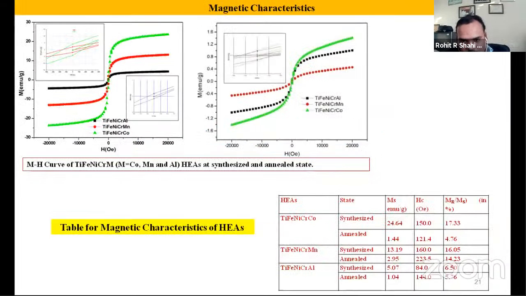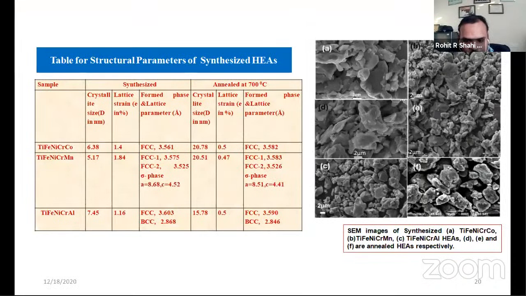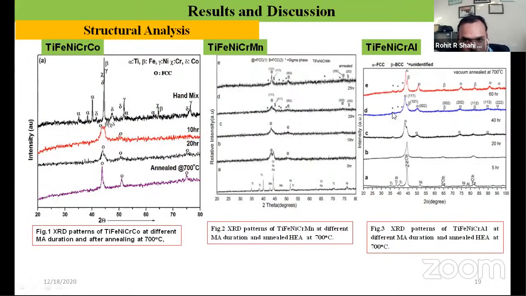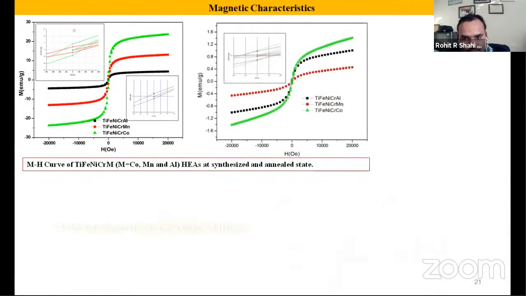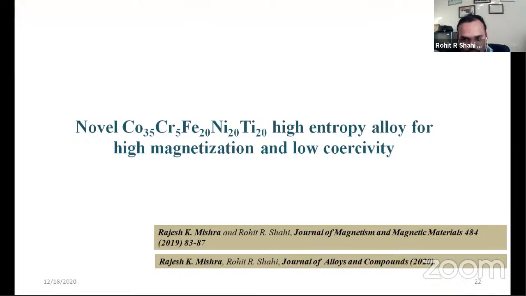And also after the annealing, there is a change in these data, and this occurred due to the change in the lattice parameter. We can see this by the XRD: there is a change in the BCC to FCC ratio, the volume fraction after annealing. We know that when the volume fraction of the phases changes, there is a change in the property correspondingly.